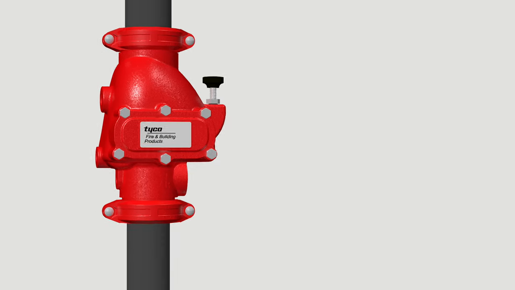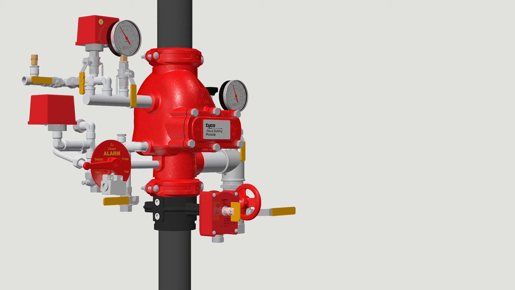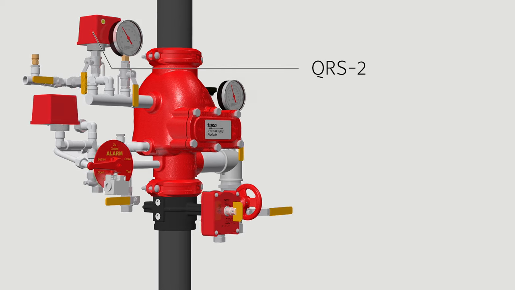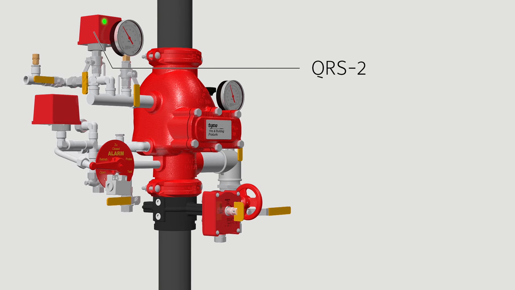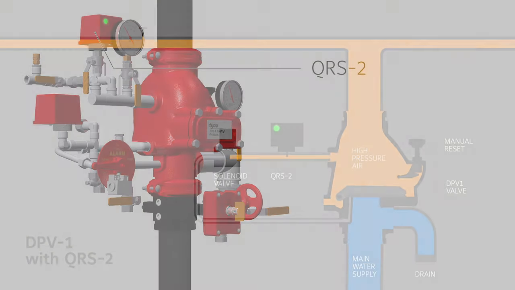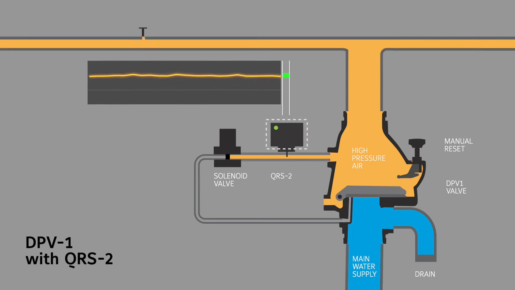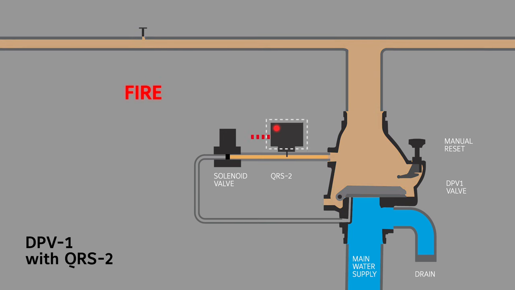Where a conventional mechanical accelerator is not sufficient, Tyco offers the QRS-2 electronic accelerator to reduce water delivery time with quicker, more reliable actuation and less risk of false alarms. Unlike traditional mechanical quick opening devices, the QRS-2 electronic accelerator automatically adjusts to both small and slow changes in system air pressure, but energizes the solenoid valve when there is a steady drop in system air pressure due to an open sprinkler. The energized solenoid valve releases air pressure from the system to help open the clapper.